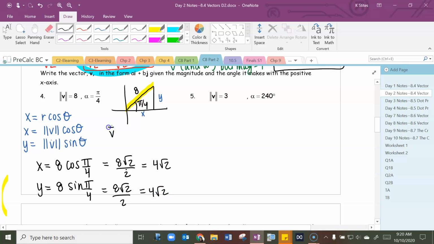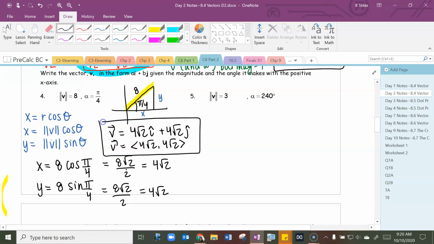All right, so you have two ways to write this. We can either say that vector v is 4 root 2 i plus 4 root 2 j, or you can say vector v is <4 root 2, 4 root 2>. Just make sure you have angle brackets here, not parentheses, okay? This is a vector, not a point.